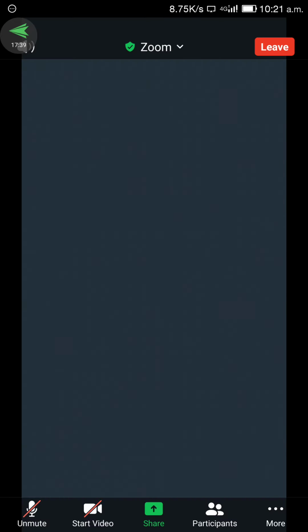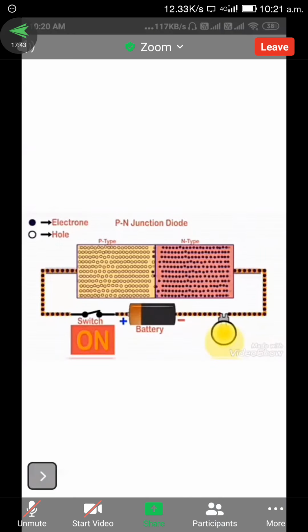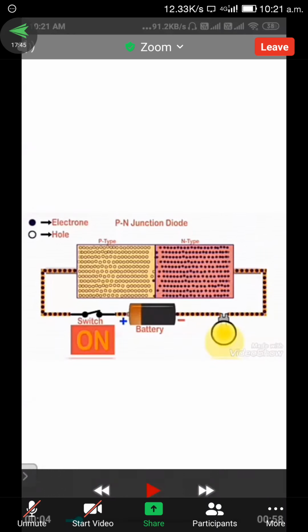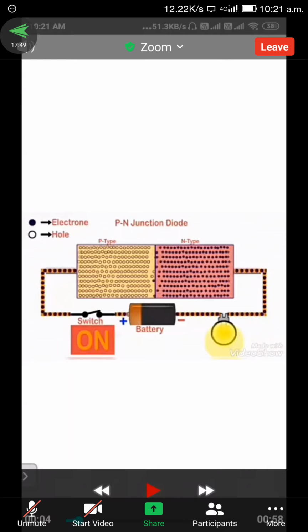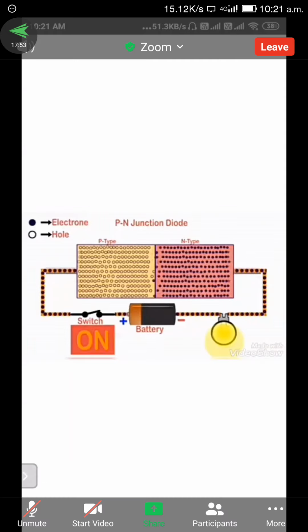Okay, PN junction diode. So when we are applying the positive terminal of the battery to the P type and the negative is connected to the N type, let us see this video.